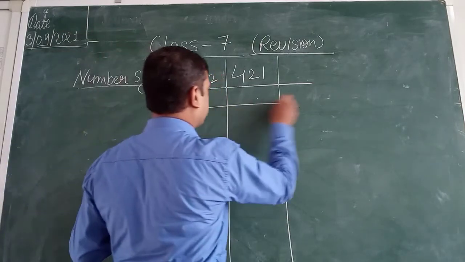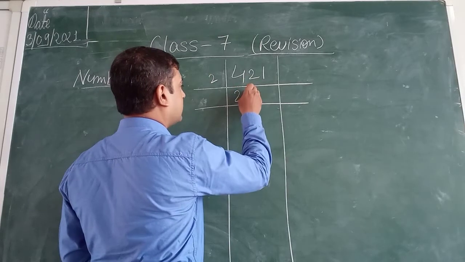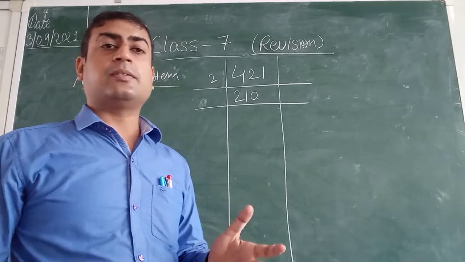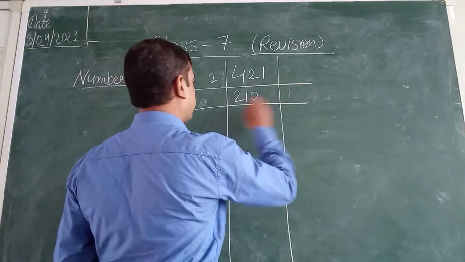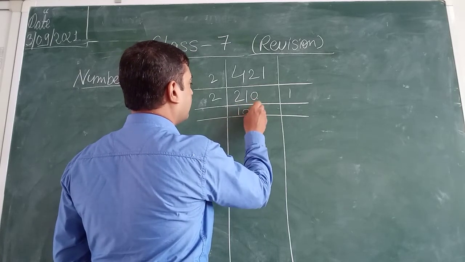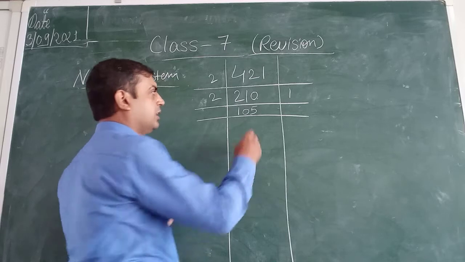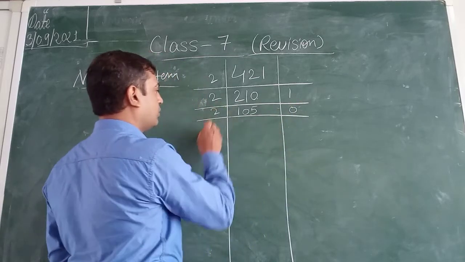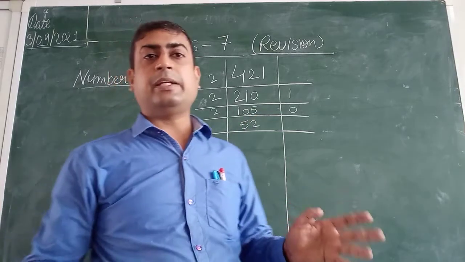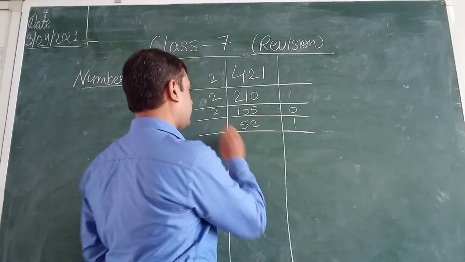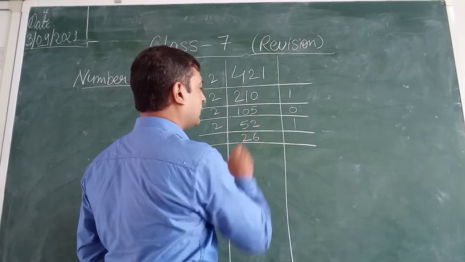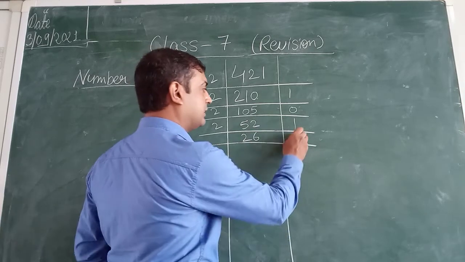2 2s are 4, 2 1s are 2, and then 0 you will apply. Now what is the remainder here? 1. Again 2 1s are 2 and 2 5s are 10, 105 it is. So the remainder is 0. 2 5s are 10 and 2 2s are 4. Now this time the remainder is 1. 2 2s are 4 and 2 6s are 12. Now the remainder is 0.